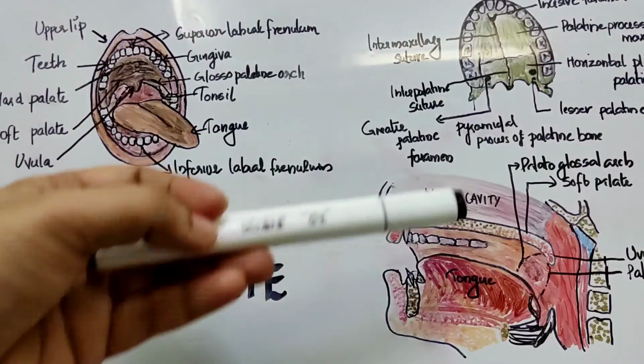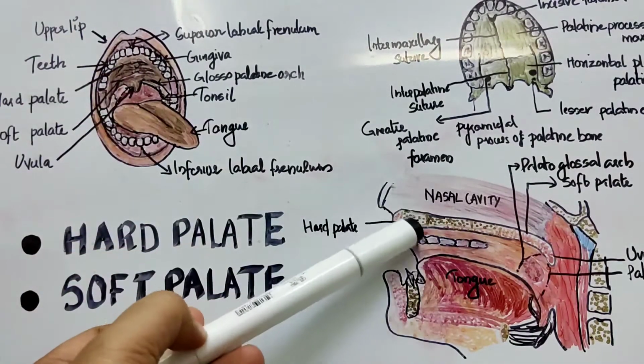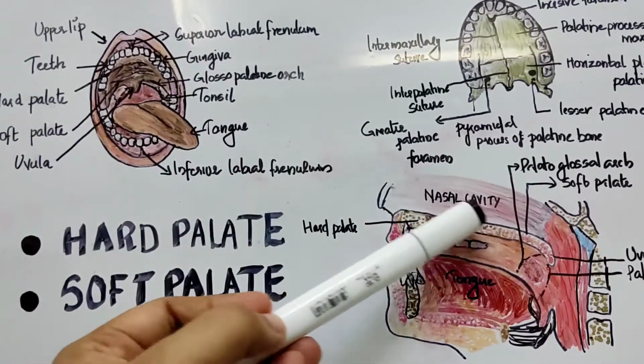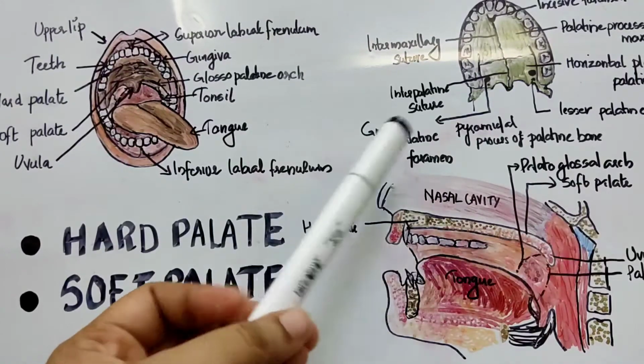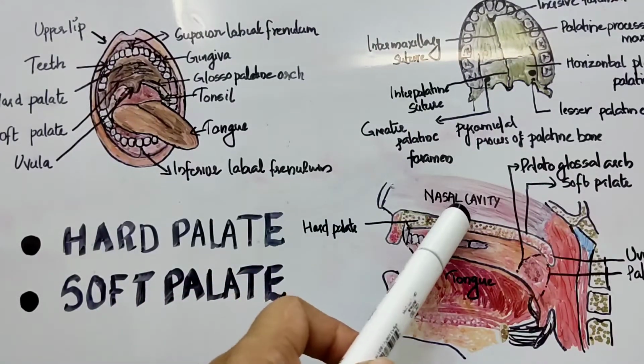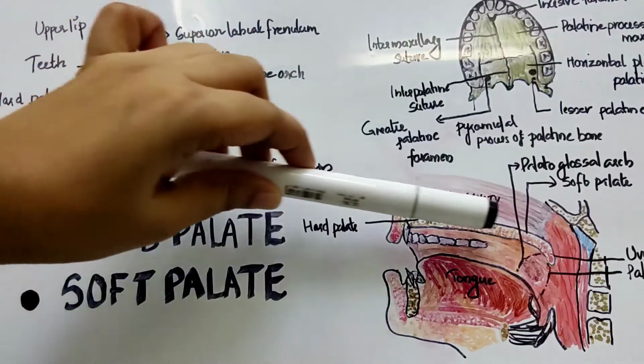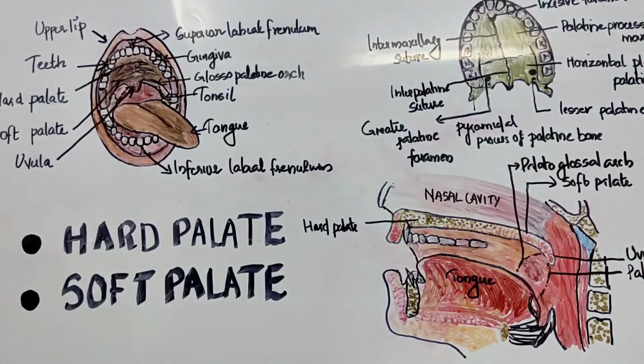In the side view of the head you can see the oral cavity. This is the oral cavity, this is the tongue, and this is the roof of the oral cavity, and the roof of the oral cavity is formed by the hard palate. The floor of the nasal cavity is also formed by the hard palate.